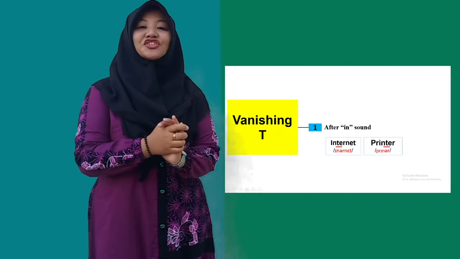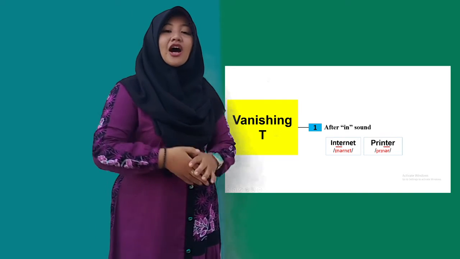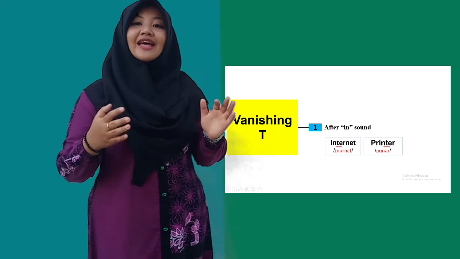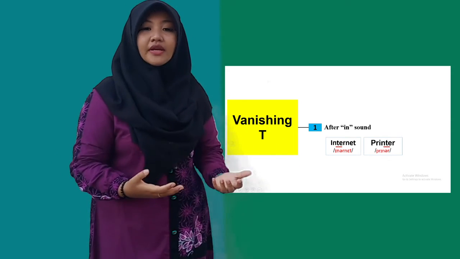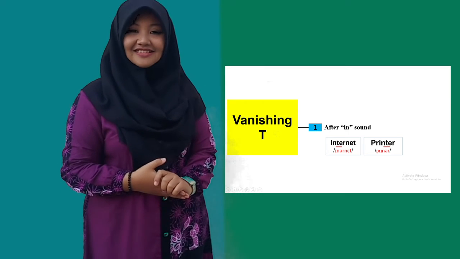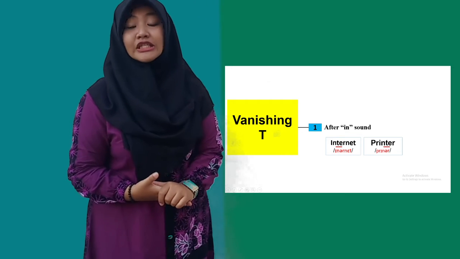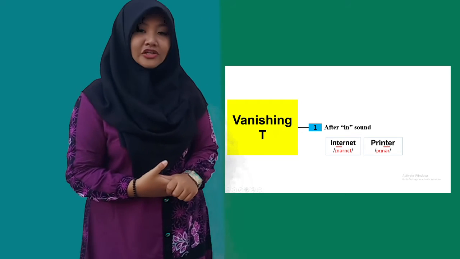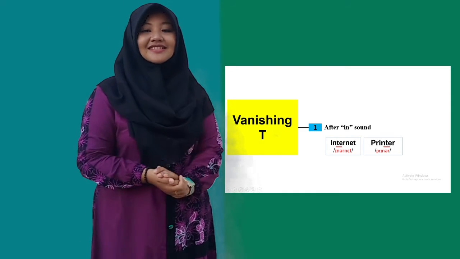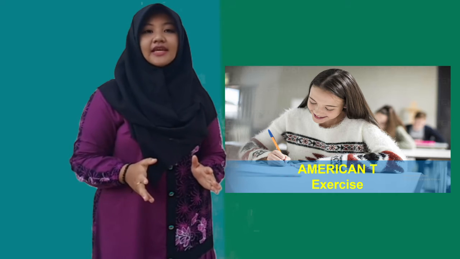And we come to the last type of American T. It is vanishing T. What is vanishing T? Vanishing T occurs or happens after an N sound. For example, internet. But in America, we will pronounce internet as internet. Internet. Another example can also be printer, which will be printer. Printer.